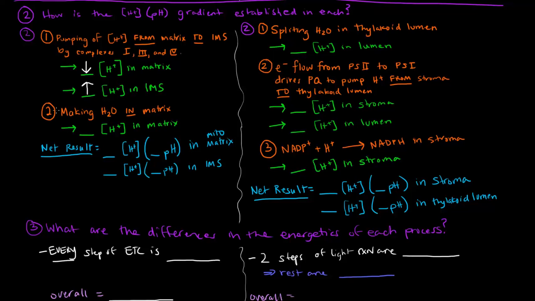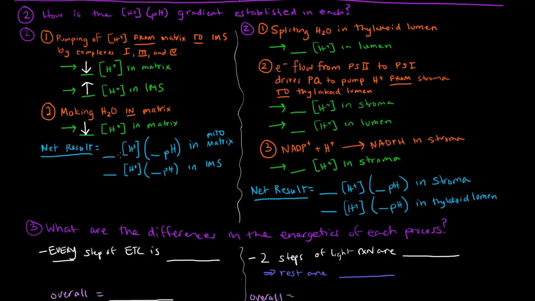In addition, the other thing that establishes the proton gradient in the mitochondria is making water, and that occurs in the matrix. So if we're forming water by reducing oxygen, then oxygen needs to pick up protons. That's happening in the matrix. So what this does is this lowers the proton concentration in the matrix because the oxygen picks up these protons and then forms water. So those protons are no longer free floating in the matrix.